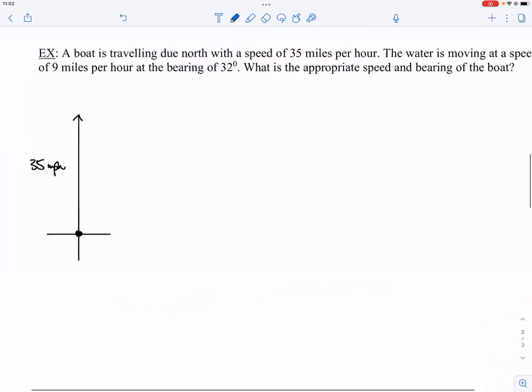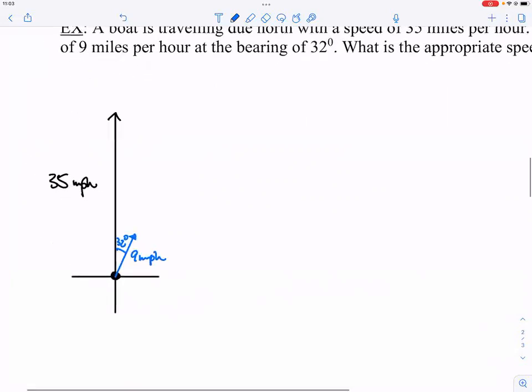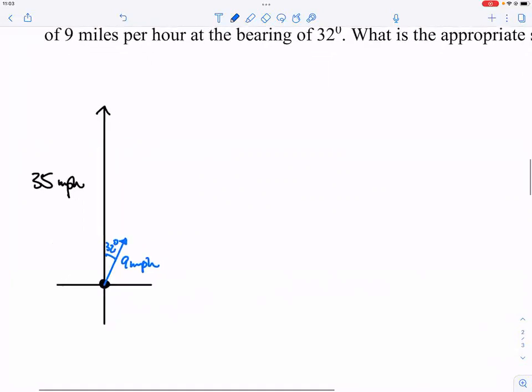So now the way we would draw the arrow for the water, it's going to be like this. So at 32 degrees, somewhere like this. And not too long, okay? So this is like a little nudge. So the water is nudging the boat to the east, and the speed of the water flow is 9 miles per hour at the angle of 32 degrees here, okay? So one thing that we can tell is that the boat is not going to travel at exactly north direction. But how do we know what direction it's going to take?